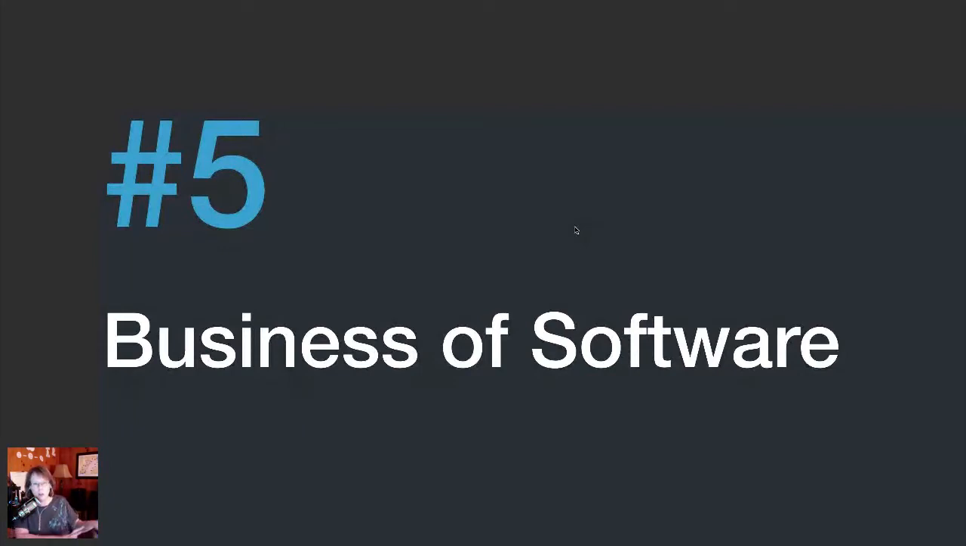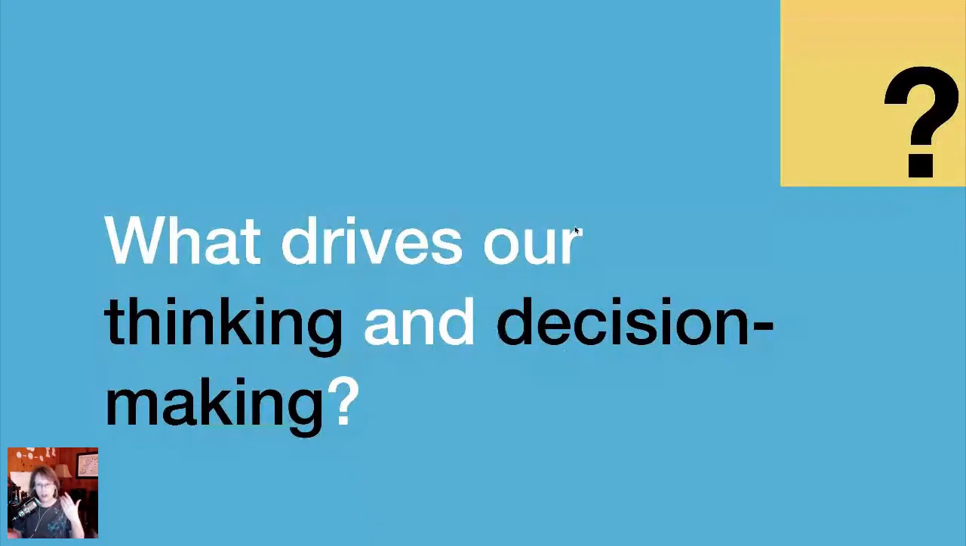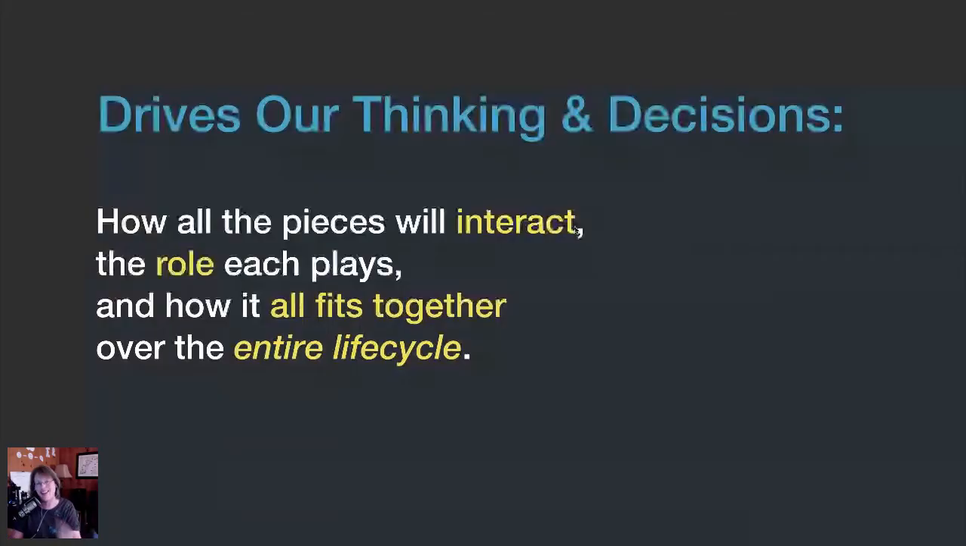Okay. All right. What drives our thinking and our decision-making process? So we covered the why, we covered the what. Now we need to start thinking about, well, how do we think about this? How do we make decisions? What drives our thinking and decisions is how all the pieces interact, the role each plays, and how it all fits together over the life cycle. I already covered that earlier. I just wanted to put it back up here for you again because it comes down to thinking about all the pieces and how they all fit together. That's what architecture is.